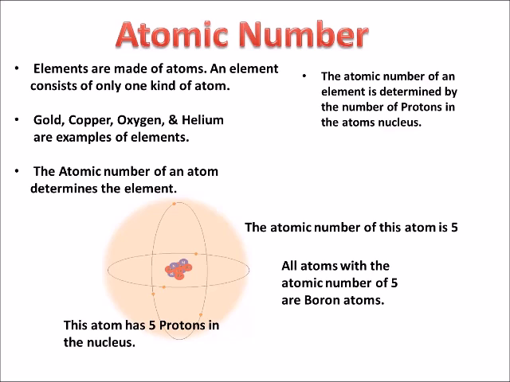So the atomic number is the number of protons in the nucleus. And this atom has an atomic number of 5 because it has 5 protons in its nucleus. Helium does not have 5 protons in its nucleus. Only boron atoms have 5 protons. That's what makes it boron. The atomic number of the element boron is 5.